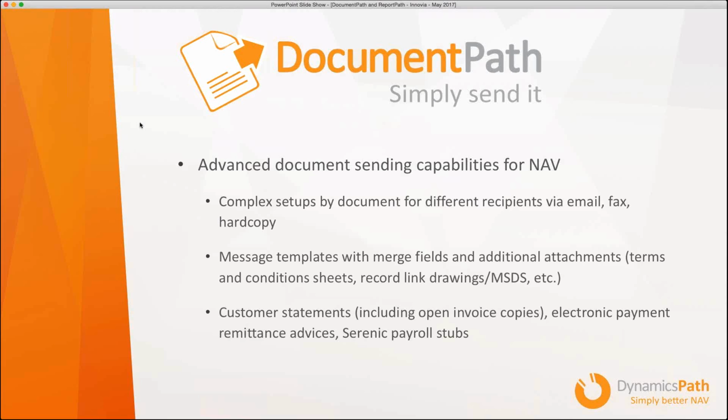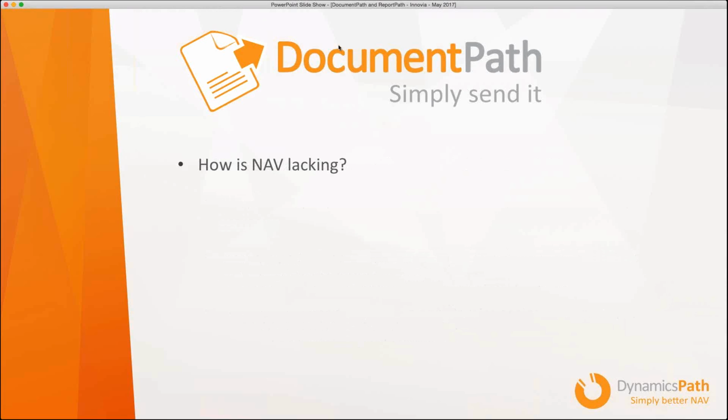And for users that are on Serenic Payroll, payroll stubs can be sent electronically. So the need for Document Path comes from gaps or limitations in base NAV. We're huge fans of NAV. We've worked with it for years. We love all it can do, but there are some areas in which it can do more. So document sending is one of them.